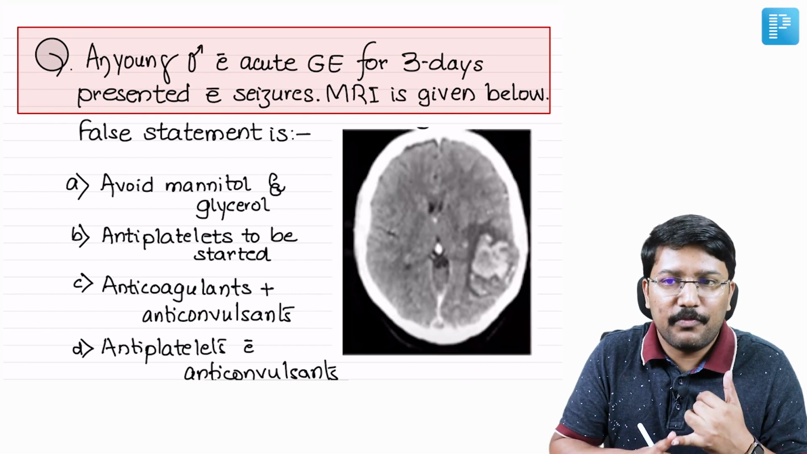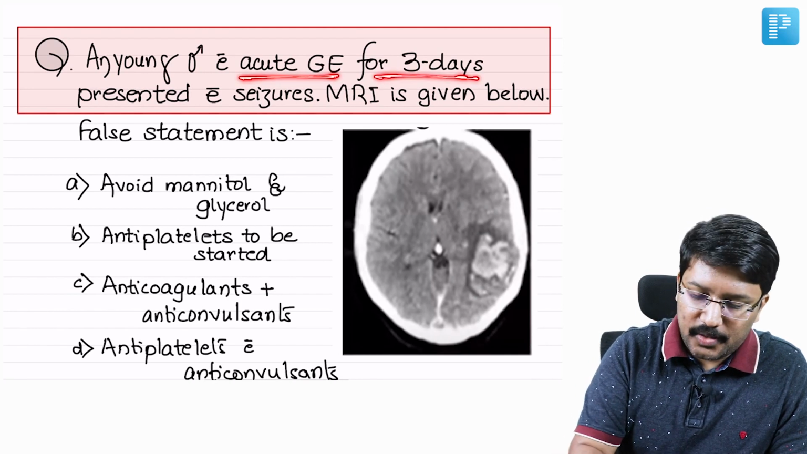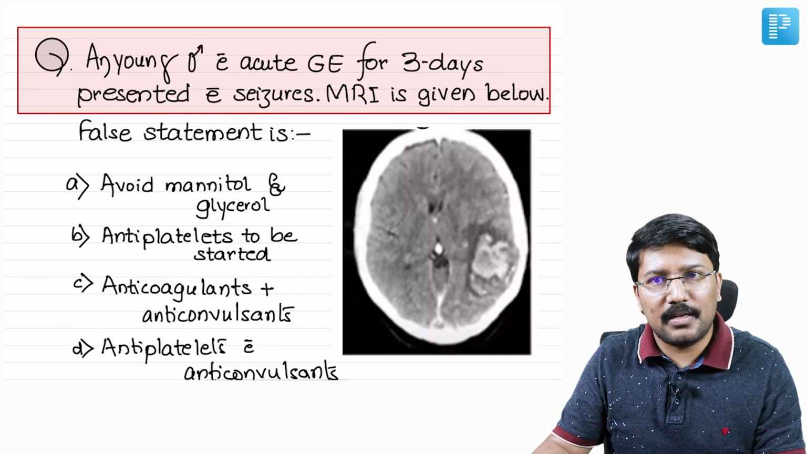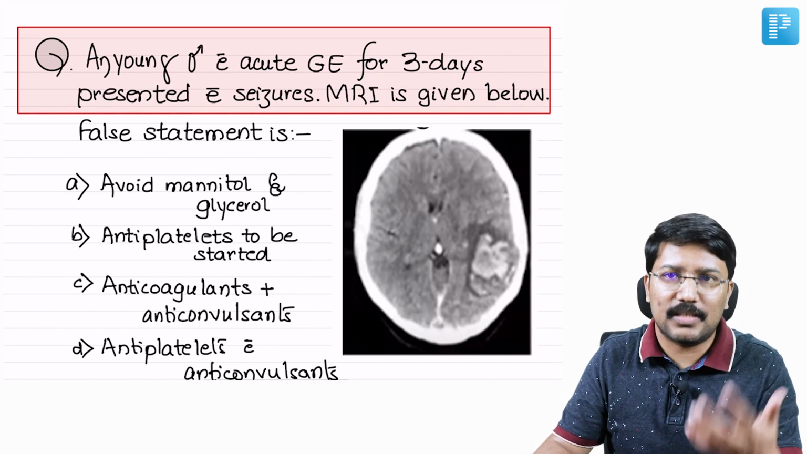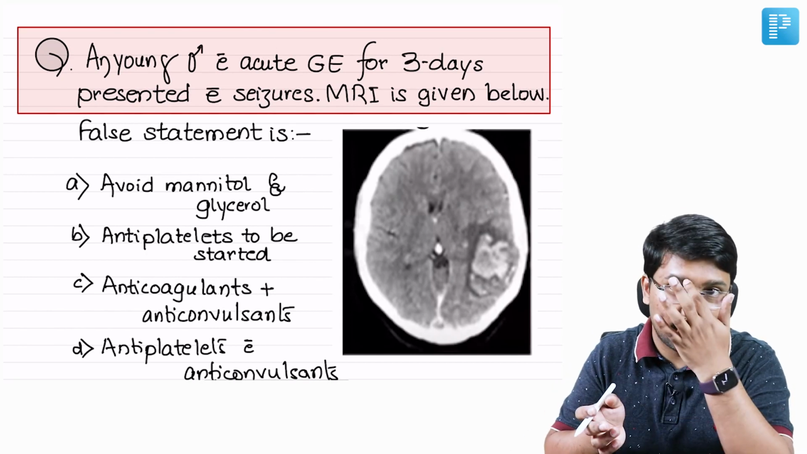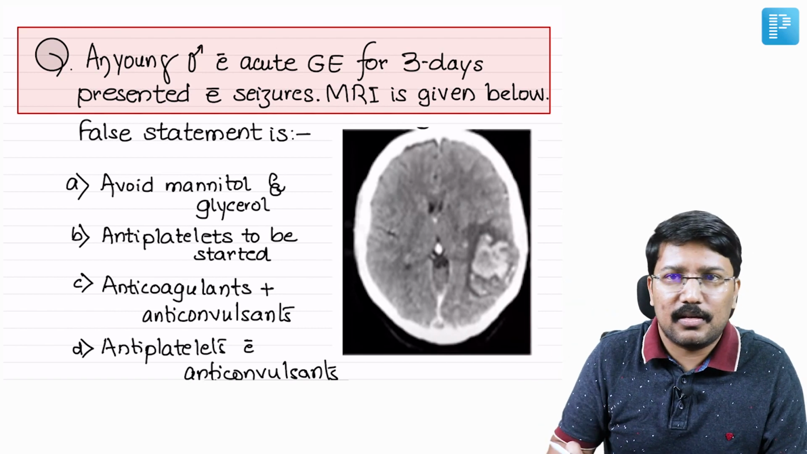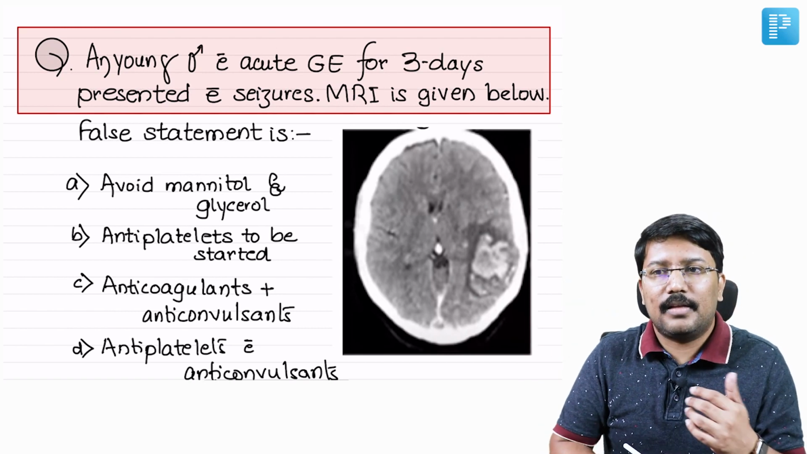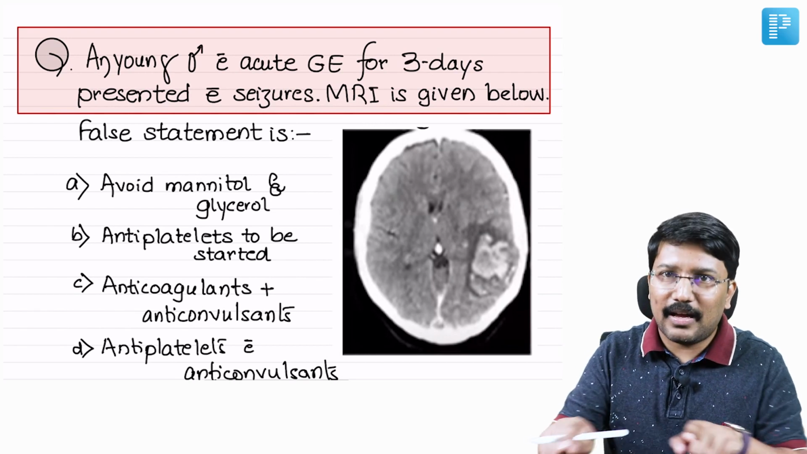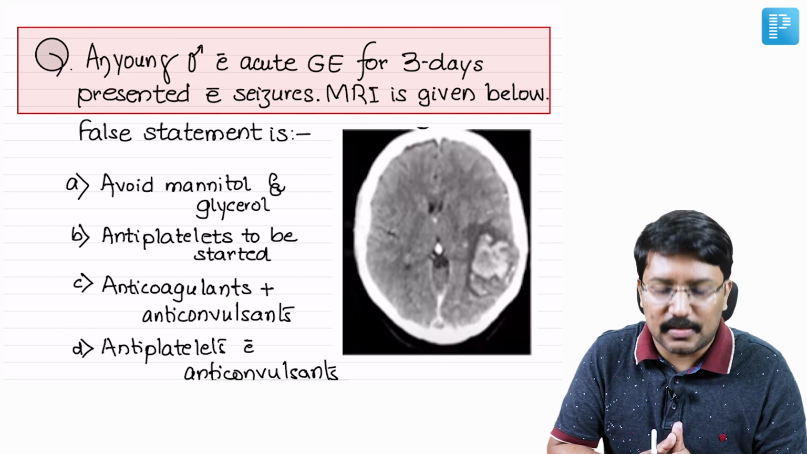A young male with acute gastroenteritis for 3 days presented with seizures. The MRI is given below. Now, I did get some conflicting words from the students. Some students said it was a very typical CT that was downloaded from the internet, and they shared that particular Google screenshot. Then some students were not agreeing with that observation. So I'm not really sure, but the way I have framed it from the information collected, this makes some sense.